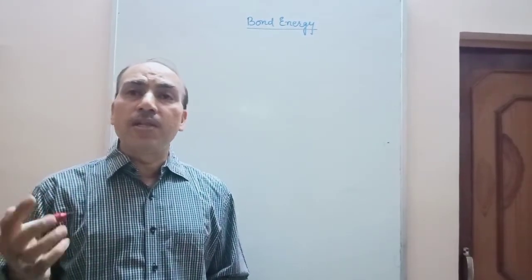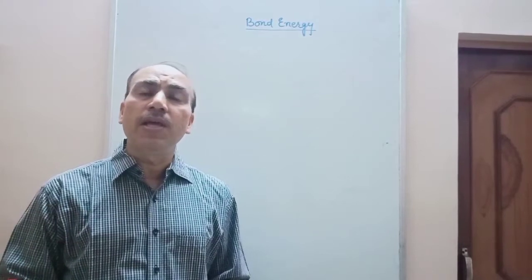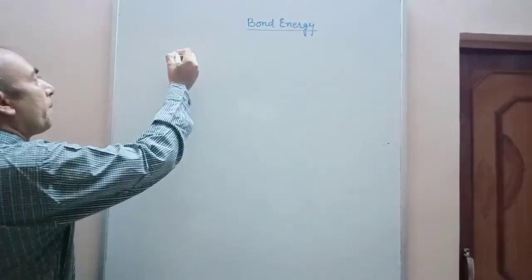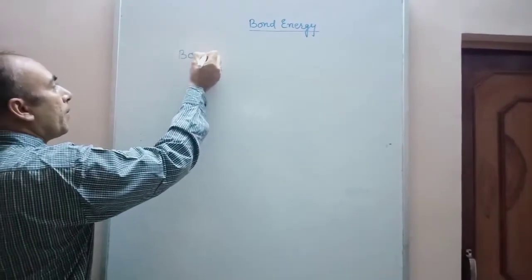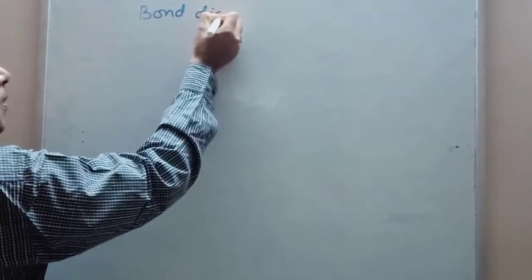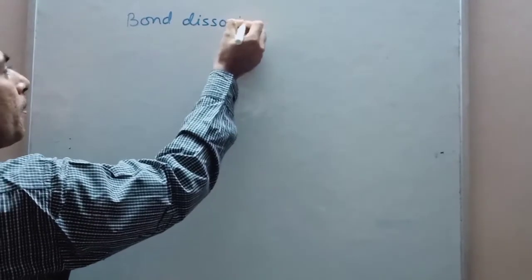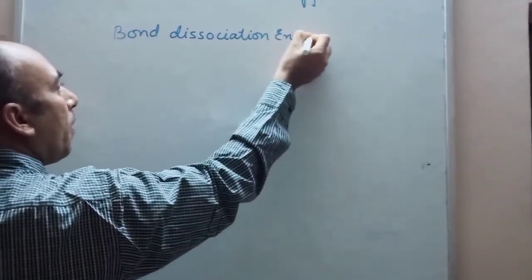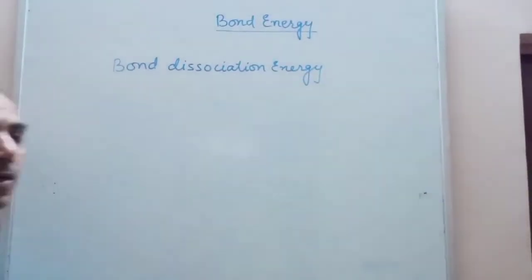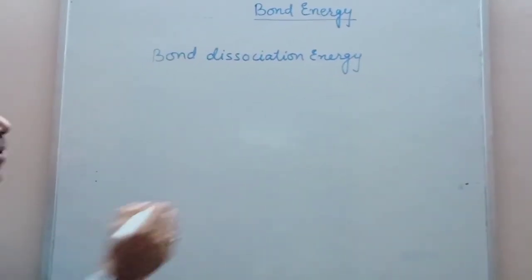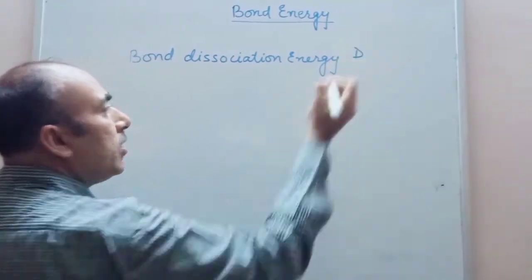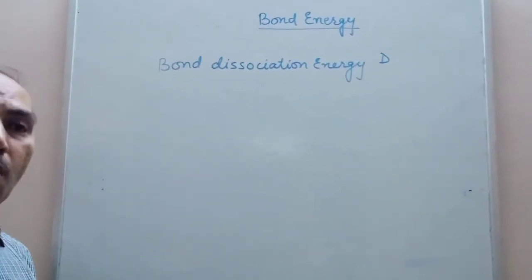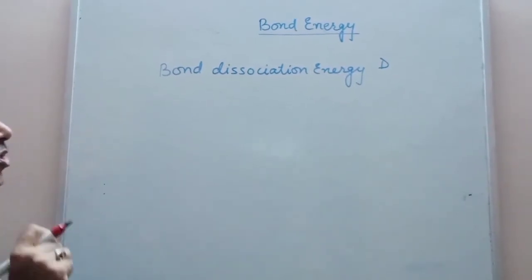But what is the difference between bond energy and bond dissociation energy? We'll see here. Bond dissociation energy is represented by capital D. It is the energy required to break a particular bond.